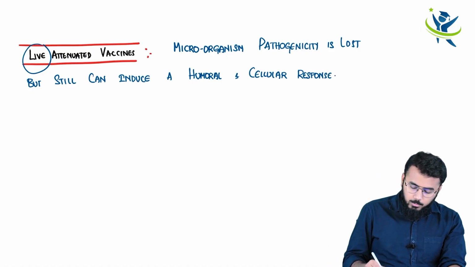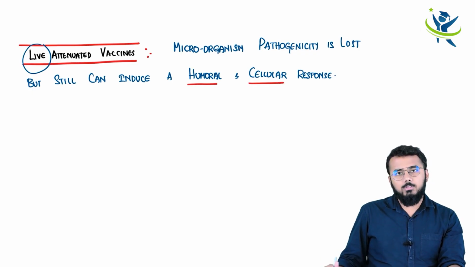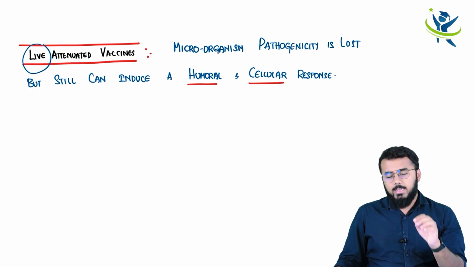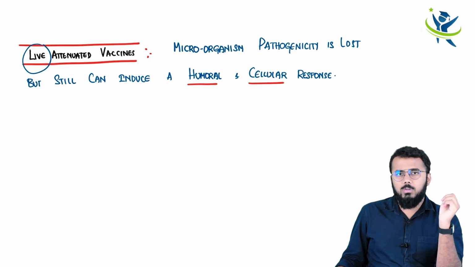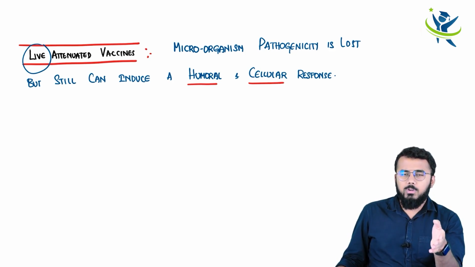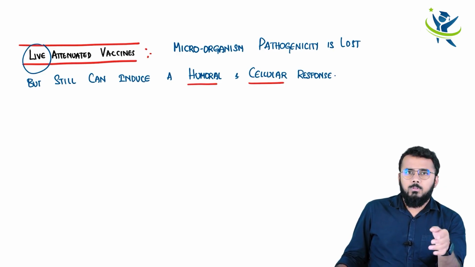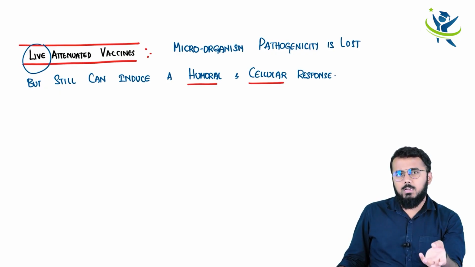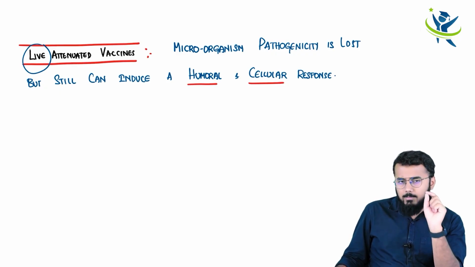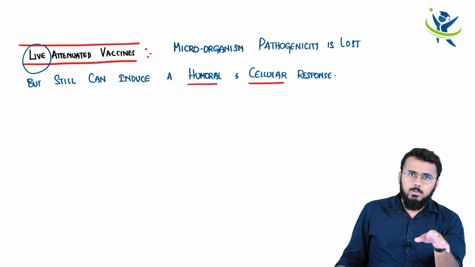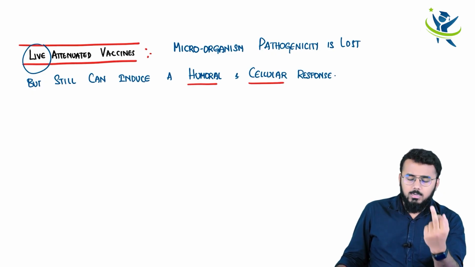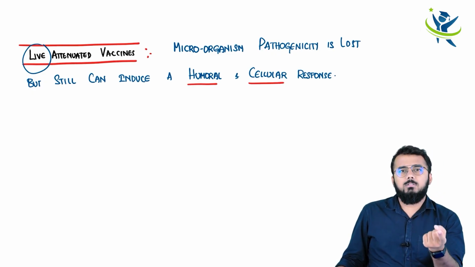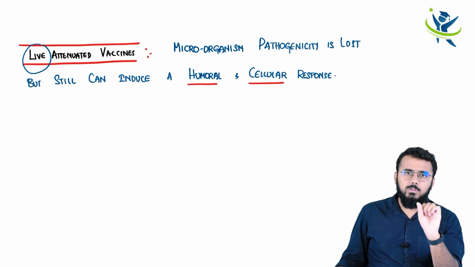Now, what is humoral and what is cellular response? I am removing the pathogenicity of the microorganism and injecting it into your body. When I inject it, by looking at this microorganism within your body, the humoral and the cellular response will start. What do you mean by humoral? For example, any bacteria enters into your body. Two things can happen: the humoral system will be activated or the cellular system will be activated. Cellular system means T cells will be activated. Humoral system means your antibodies will be activated.